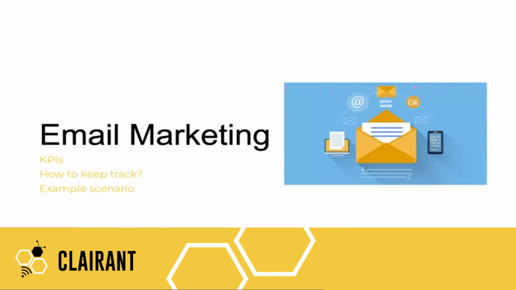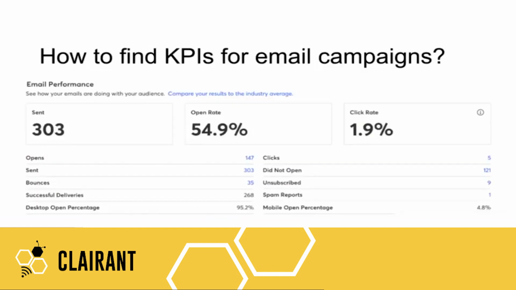So we're going to go over email marketing now. We'll talk about some key performance indicators that you should be tracking for email marketing. We'll talk about how you should keep track of this on your spreadsheet. And then we'll talk about an example scenario for return on investment. So today, most if not all email marketing platforms have a reporting and analytics section. Right now you are looking at Constant Contact, and this is the reporting and analytics section just for a specific email.